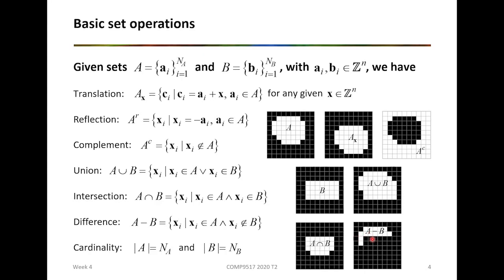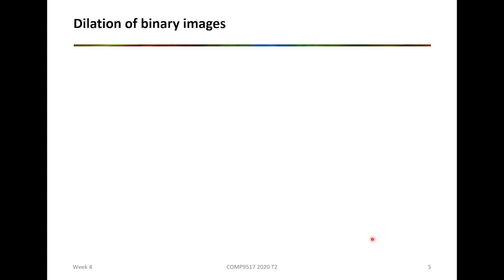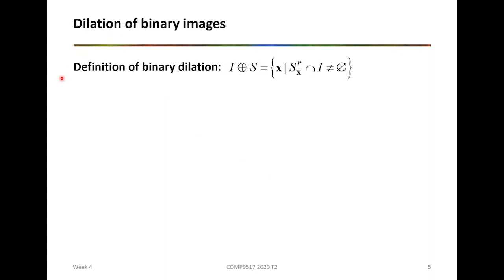With these definitions in mind, we can now define morphological operators. And the first one we're going to talk about is called dilation. Dilation of binary images. The definition of binary dilation is this. So if I have a binary image I, I'm going to dilate it. That's written like this, a circle with a plus inside. I'm going to dilate it with a structuring element, S. The formal definition is this, and in this lecture I'm always going to give you explanation in words as well.